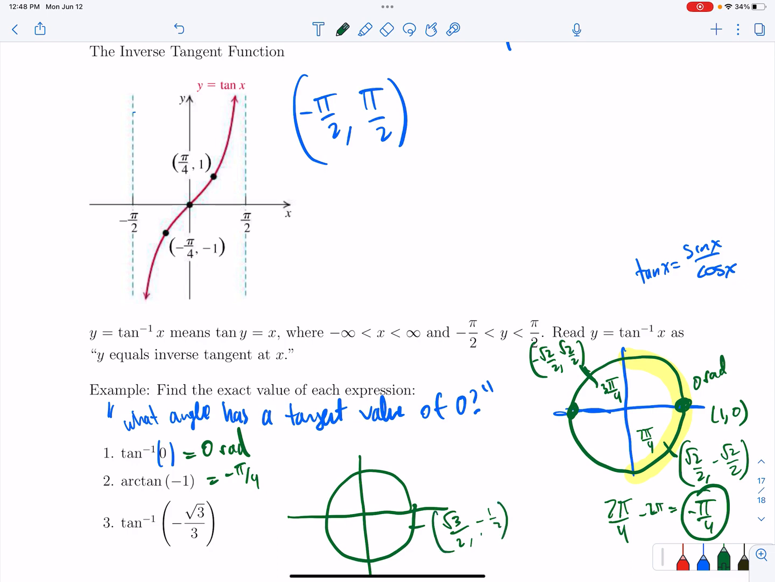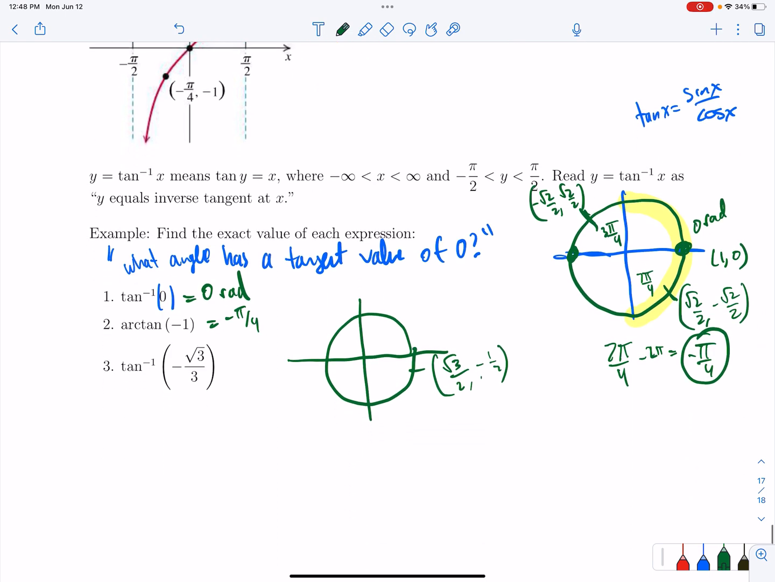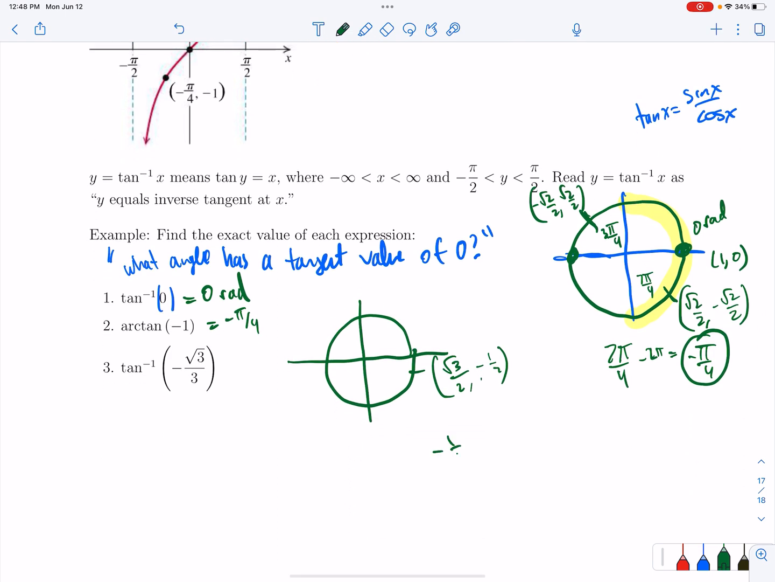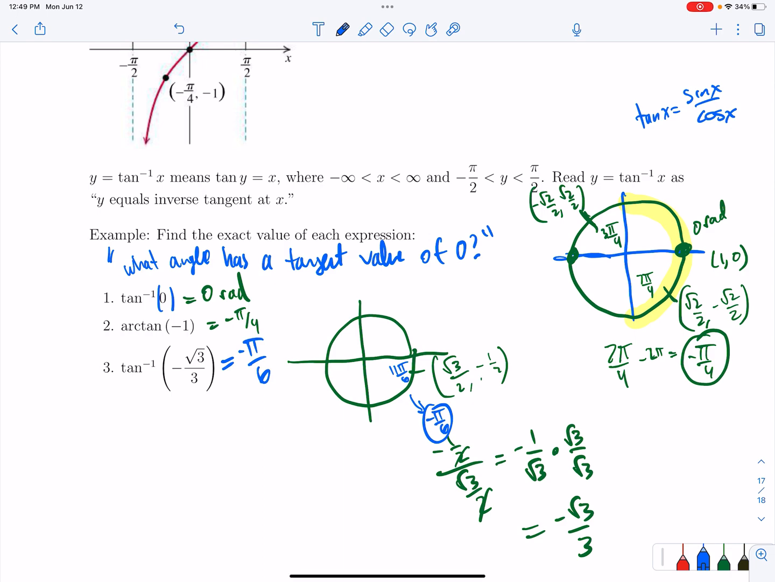And if I do y over x there, sine over cosine, y over x is negative 1/2 over root 3 over 2. The 2's cancel. I get negative 1 over root 3. But then rationalize this, I get negative root 3 over 3. So that's the angle we want to look at. And again, that's 11 pi over 6, but that's not in the range, so we want to say negative pi over 6 here. So this is negative pi over 6.